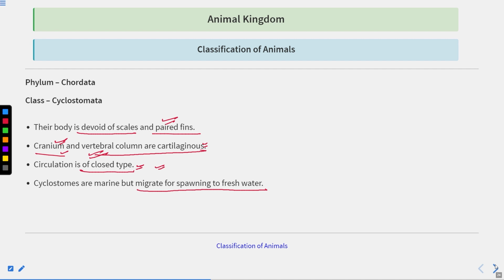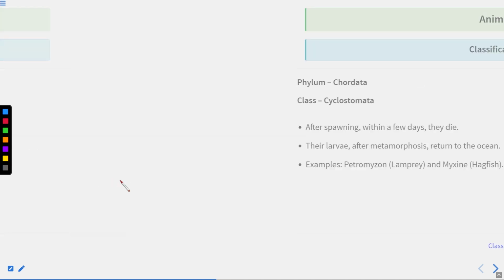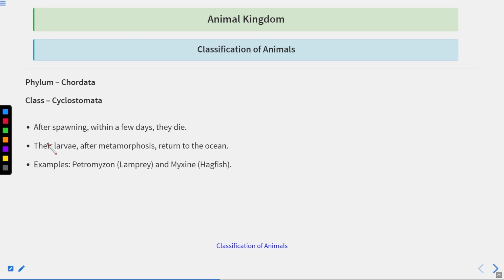Cyclostomes are marine but migrate for spawning, meaning laying eggs. They go for spawning in the fresh water, but generally they live in the marine water. After spawning, within a few days, they die because they cannot tolerate the freshwater environment, as they are adapted to live inside the marine environment.